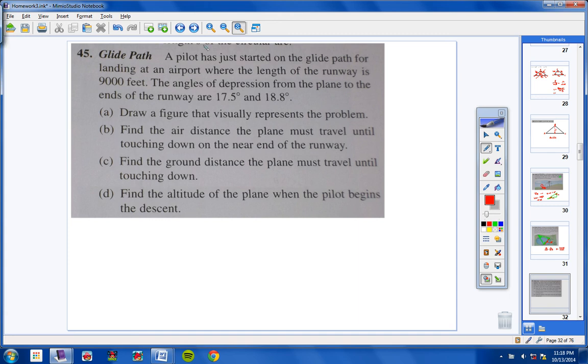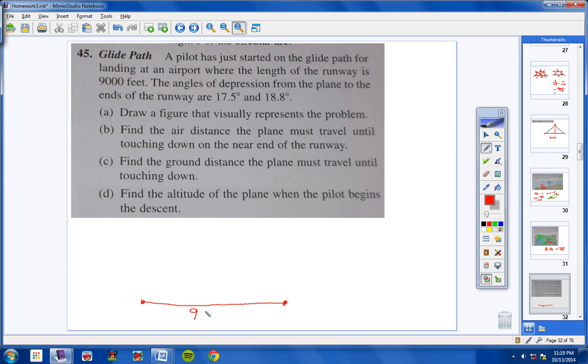A pilot has just started on the glide path for landing in an airport where the length of the runway is 9,000 feet. The angles of depression are these two angles here. Okay, let's stop right now. Let's get a picture of this. Okay, here we go. Here's my runway. My runway goes from here to here. Okay, and remember, not only do I not care if my drawing is drawn to scale, I actually hope that it's not, because it'll give me big enough angles, space to work with my angles, okay?